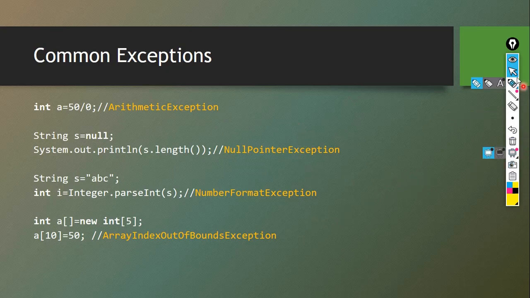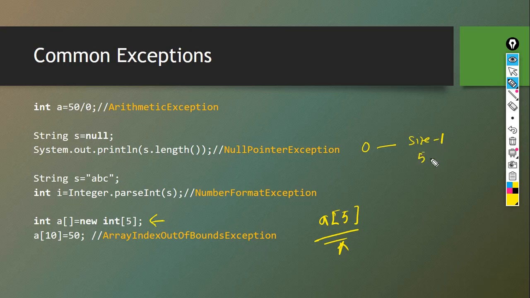Simple. a[5], is it a valid index? We have the size 5, right? The array size is 5. Array size 5 means the index will start from 0 to size minus 1. Size minus 1 means 5 minus 1, that is equal to 4. So indexes are 0, 1, 2, 3, and 4. So 5 is not a valid index. This is an invalid index. That's why.